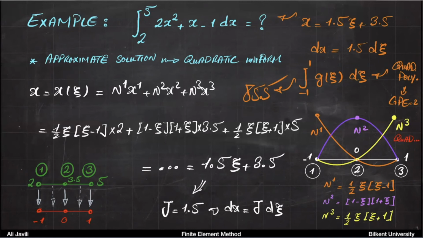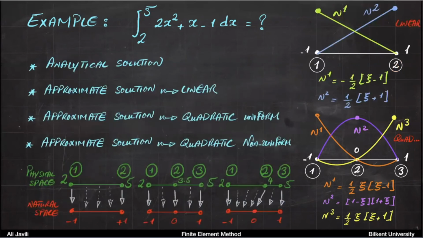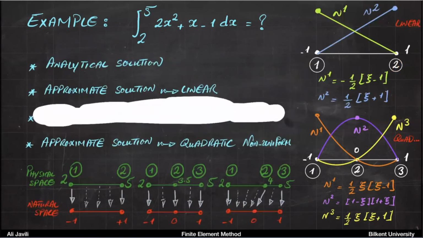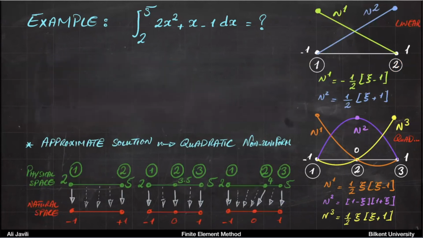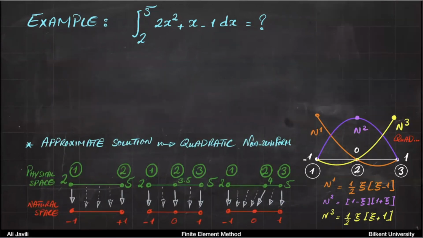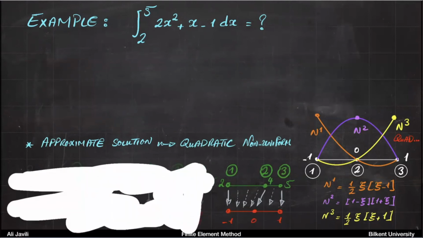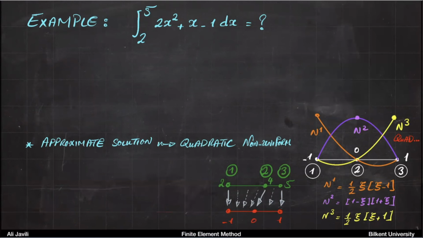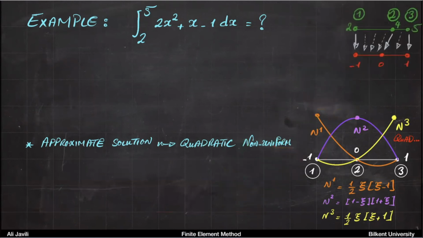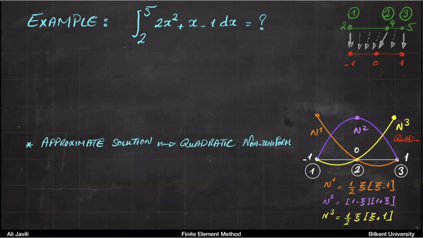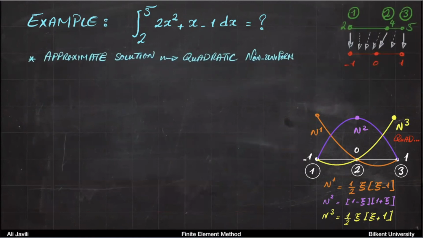The last thing I want to do is to look into this example, but now we do it using the quadratic non-uniform version of it. So if it is quadratic non-uniform version, that means the point in the middle is not exactly in the middle, we put it at 4. Okay, so it's slightly towards right. And let me just put this up here. Okay, so this is what we have now.